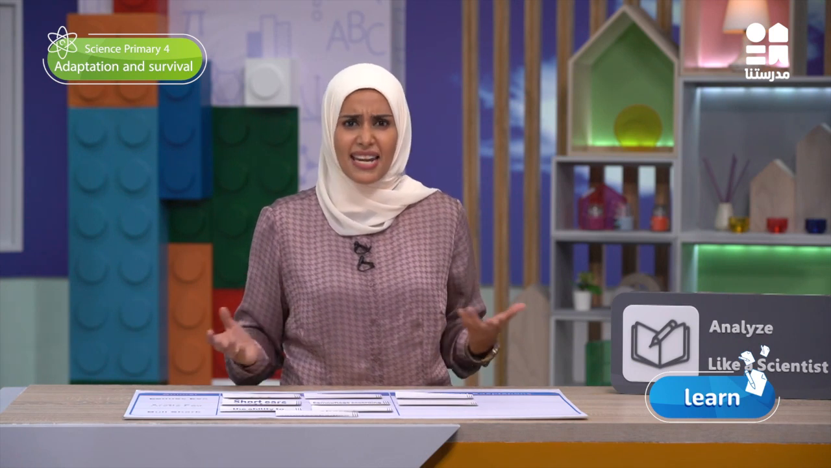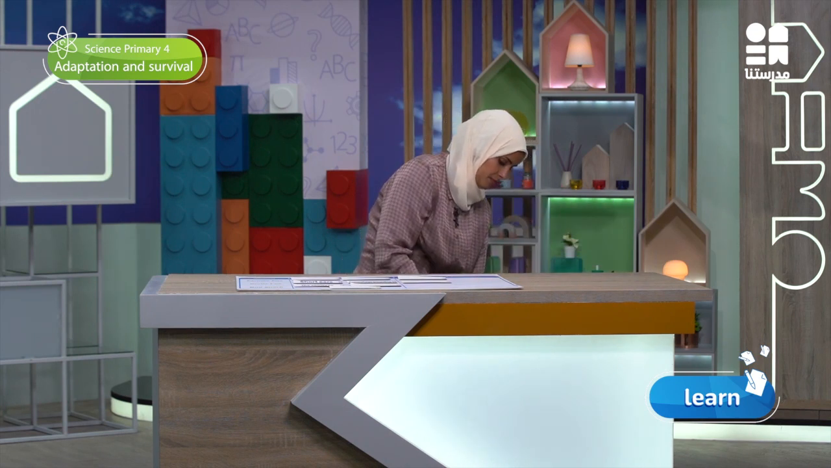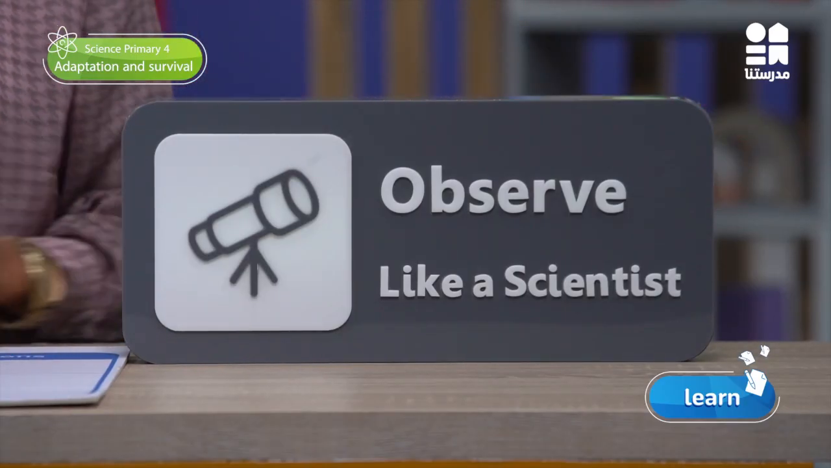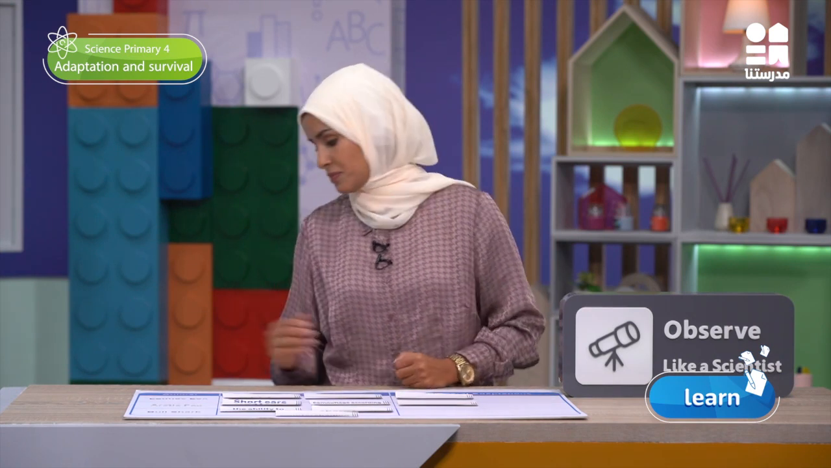But is the Agama lizard the only lizard species? Are there any species that live in different environments and have different distinctive types of adaptation? That's what we will learn in activity 5, observe like a scientist, on page 12. We are going to observe different species of lizards and their different ways of adaptation to be able to know more about structural adaptation and behavioral adaptation.